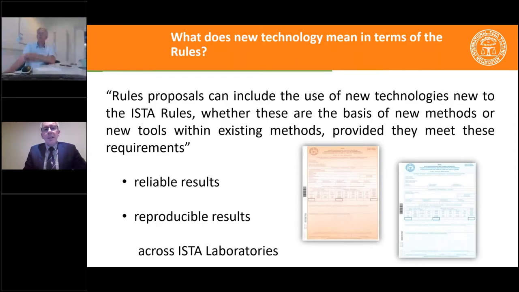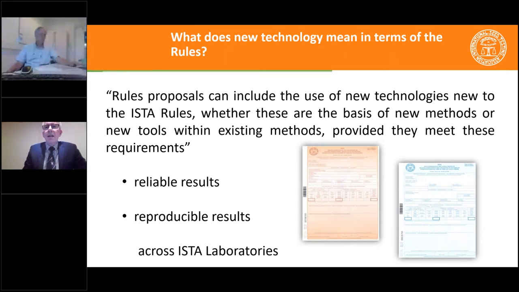So as I said, it is already possible to bring new technologies into the rules. There is a statement in the introductory chapter of the rules which says that rules proposals can include the use of new technologies new to the ISTA rules, whether these are the basis of new methods or new tools within existing methods, provided they meet two requirements.